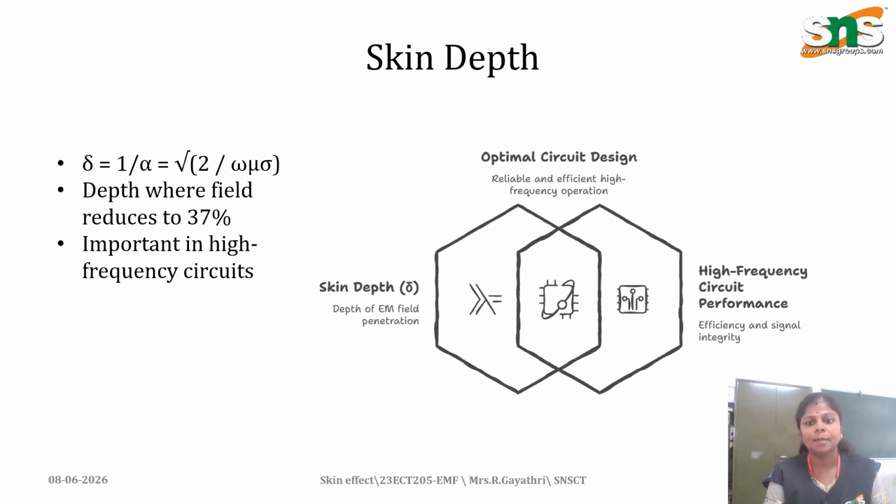Coming to the skin depth, it is mostly used in reliable and efficient high frequency analysis. The skin depth, which we have already known, is delta equal to 1 by alpha, which is equal to square root of 2 by omega mu sigma, where sigma is the conductivity. The skin depth is analyzed as the depth up to which the electromagnetic field penetrates, falling to 37% at the surface of the conductors, and it mostly occurs in high frequency circuits.